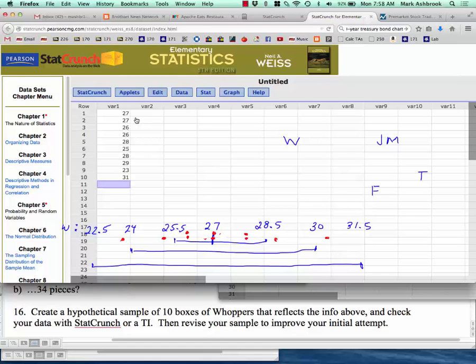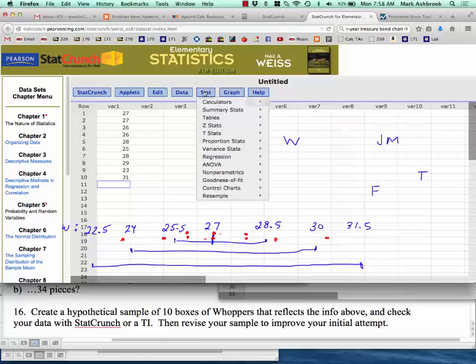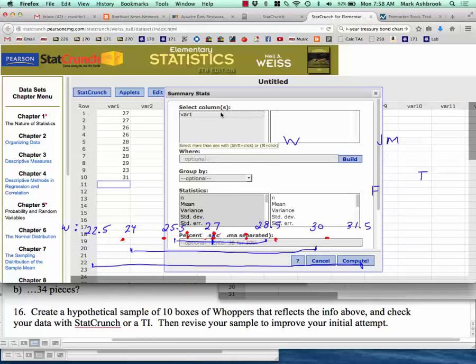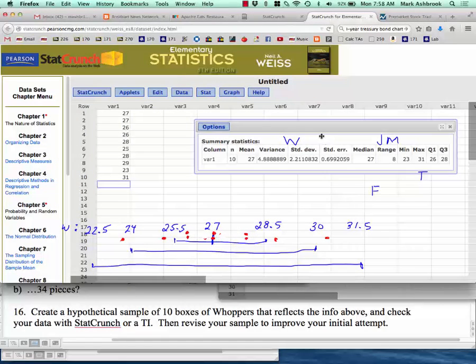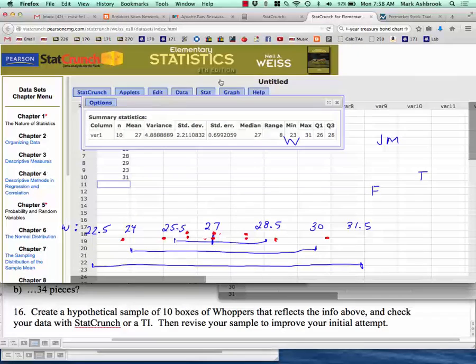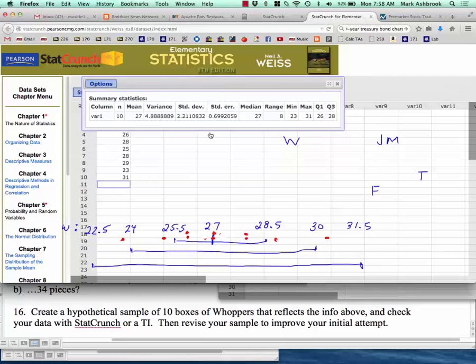All right, let's see how we did. So we're going to go Stat, Summary Stats, Columns, Variable 1. Here we go. We got a mean of 27, standard deviation 2.21. Okay? Great first attempt. They used a lot of good reasoning to come up with this. You got 6 in there. So how was it compared to what we wanted?